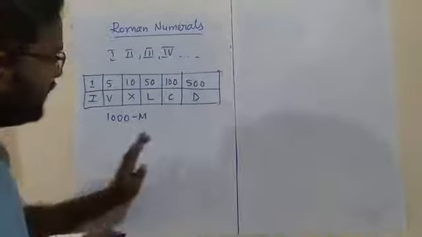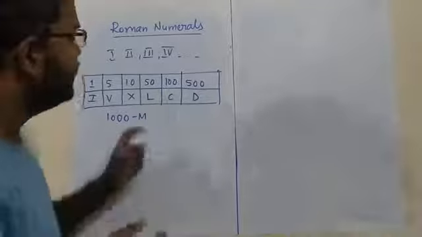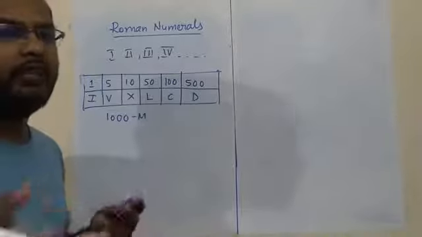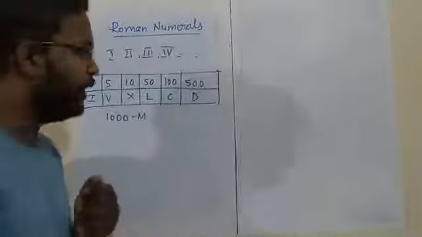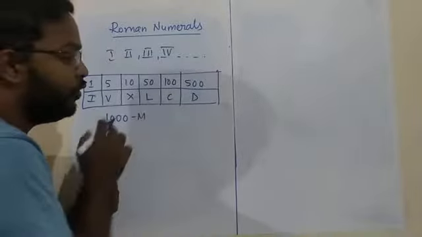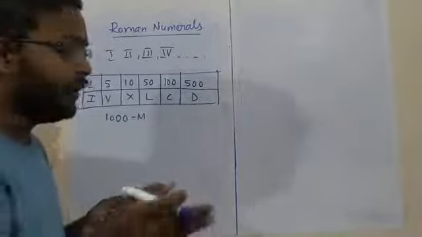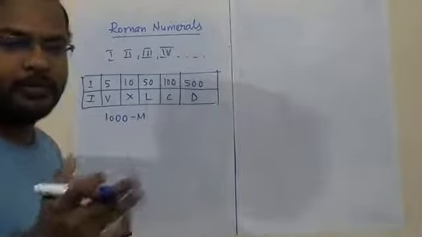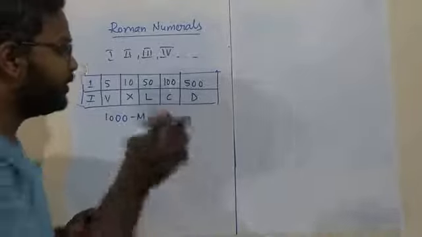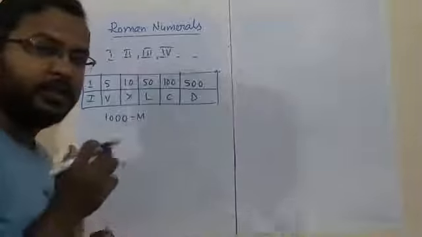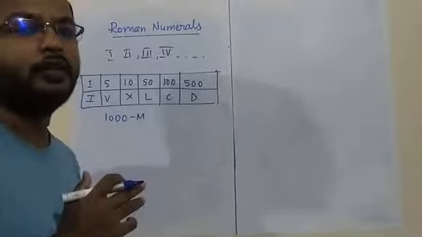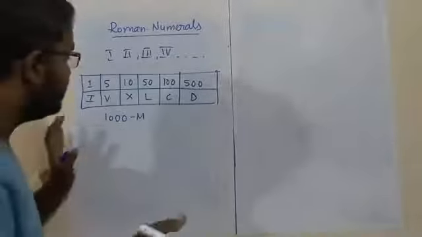For your class, in your textbook we are using only up to 20, but we'll learn up to 50. These letters you have to remember. Up to 50 you have to learn to write the numbers, and after that you have to remember what these special letters represent. So it is very easy.